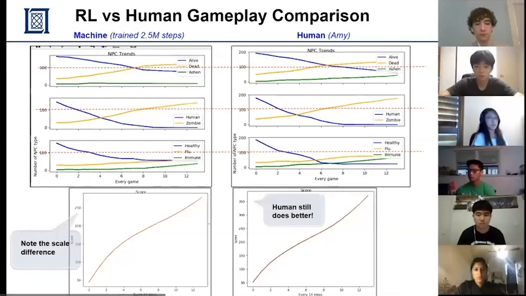Then I played the game myself and we compare the performance. The machine's on the left and I am on the right. If you look at the score chart, the machine did very well in the beginning, but I ended up getting a higher score over time. I'd also like to mention that this is just one of the results of the machine's gameplay. We ran it many times with this trained model and we were surprised every time by what we saw.